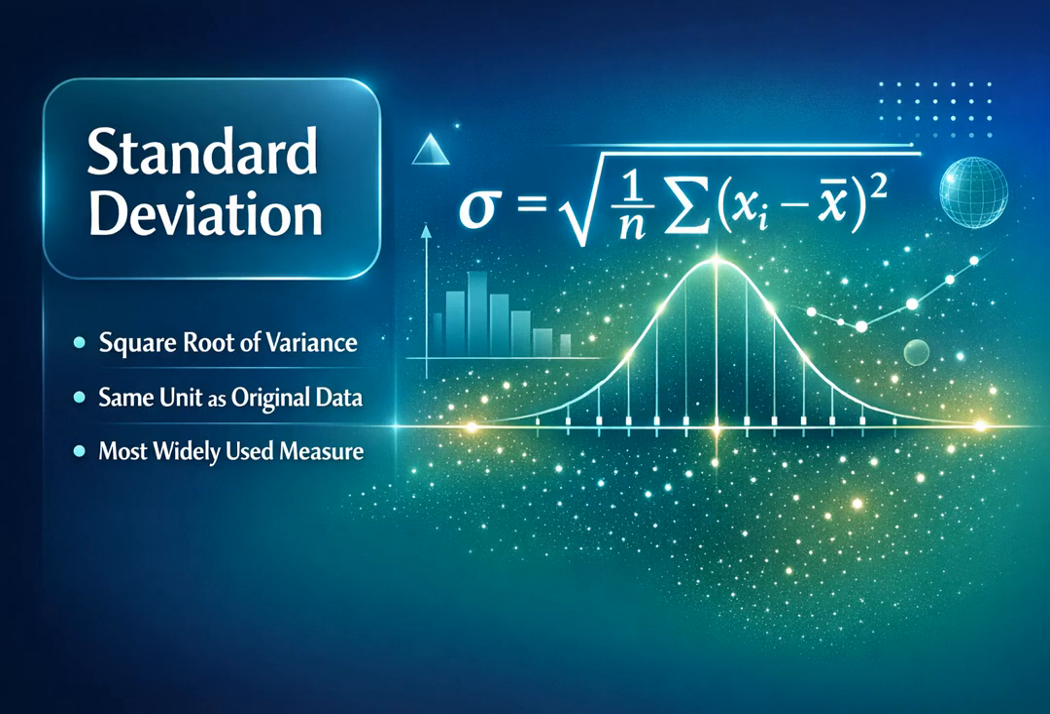Standard deviation is the square root of variance. We write sigma equals the square root of 1 over n times the sum of xi minus x bar, squared. Taking the square root brings the measure back to the original units. If data is in meters, variance is in meters squared, but standard deviation is in meters. This is the most widely used measure of dispersion.